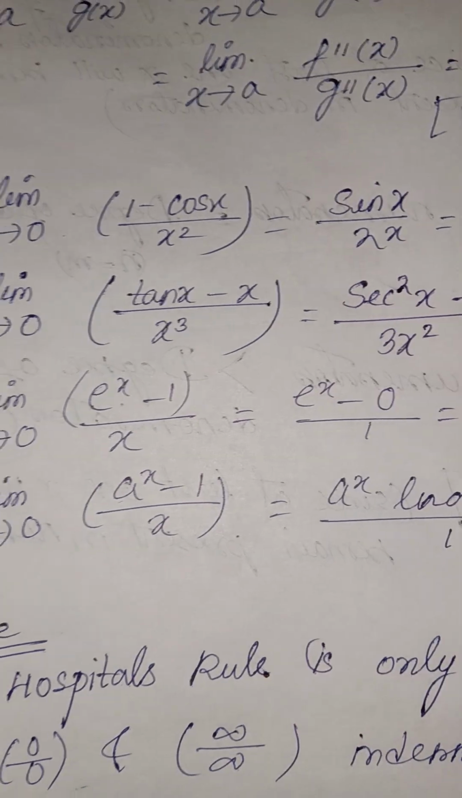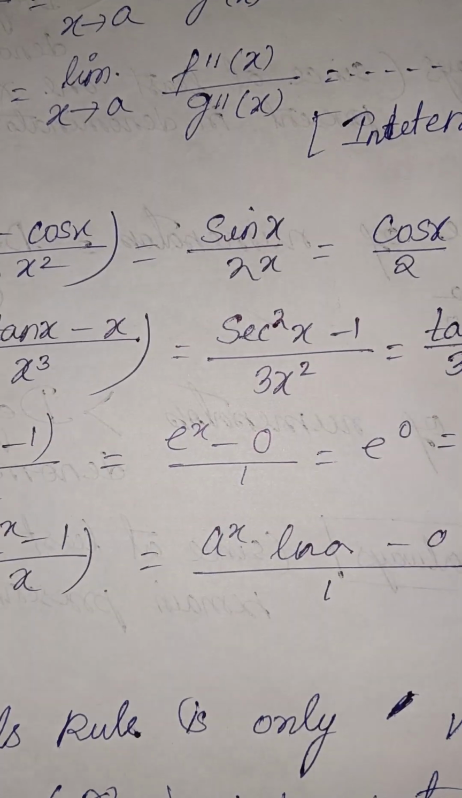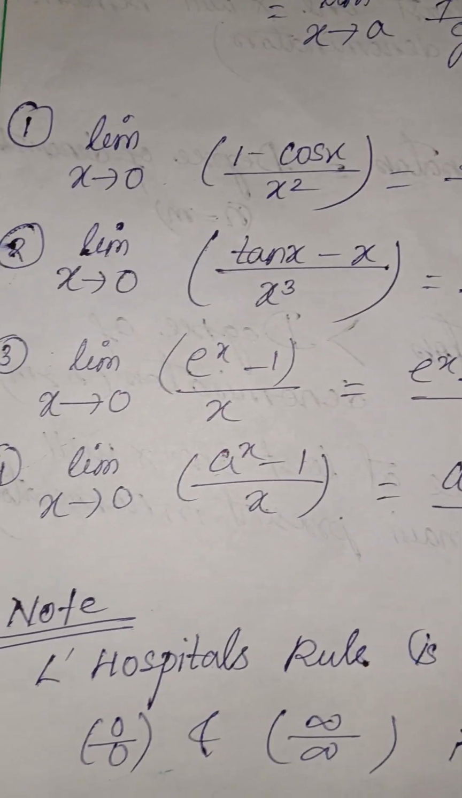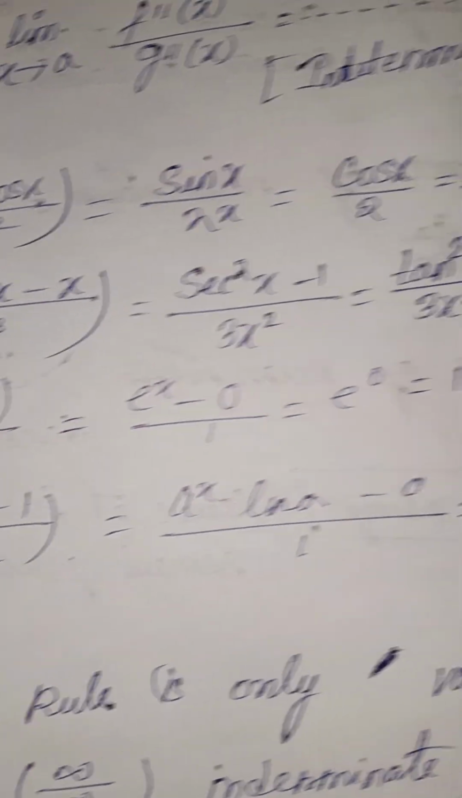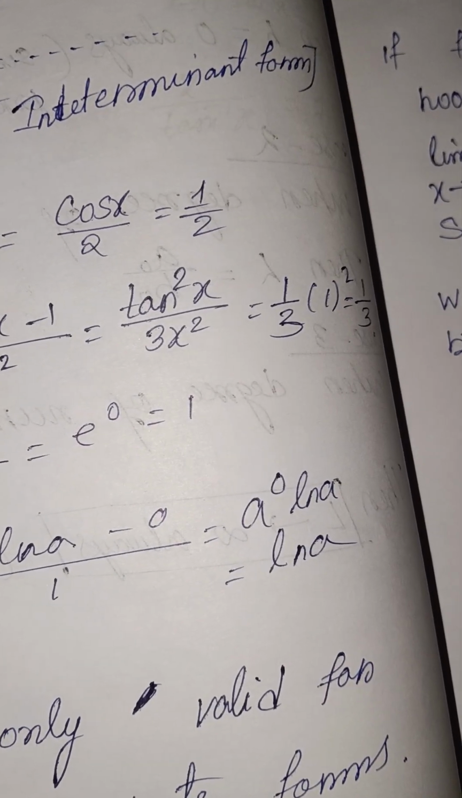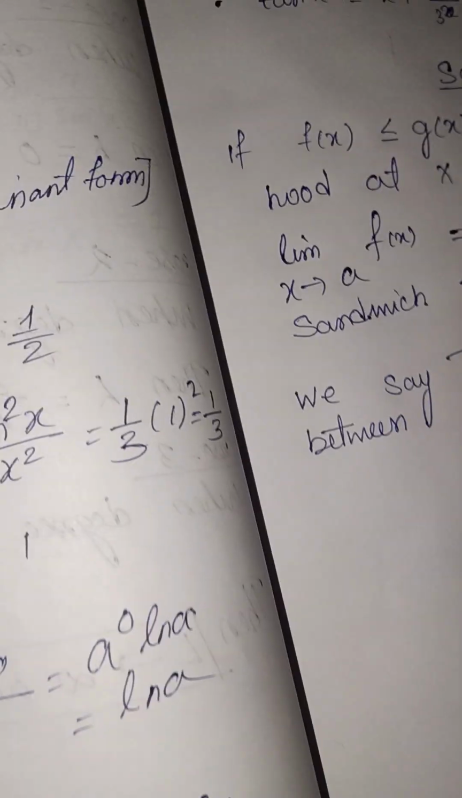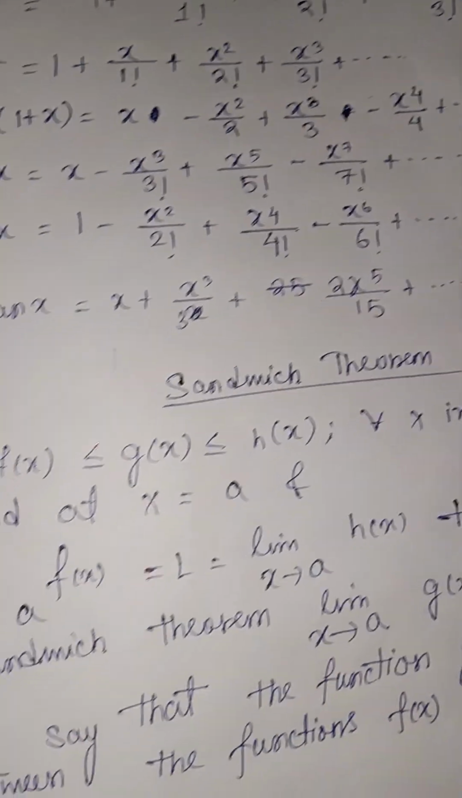Answer. Next, limit x tends to 0, (e to the power x minus 1) by x is equal to (e to the power x minus 0) by 1, that is e to the power 0 equal to 1. Next, number 4, limit x tends to 0, (a to the power x minus 1) by x is equal to (a to the power x ln a minus 0) by 1, that is a to the power 0 ln a, that is ln a. Next, solving limits using series expansion.